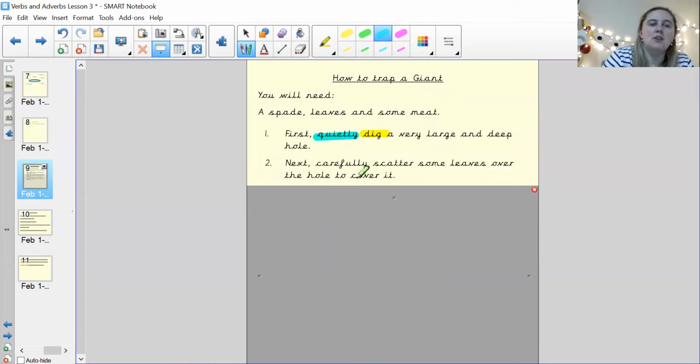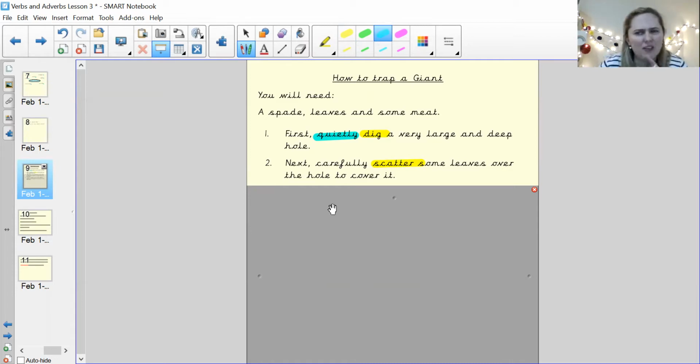Okay, number 2. Let's find the verb first, the doing word. Next, carefully scatter some leaves over the hole to cover it. Which one is the verb, the doing word? Well done if you said scatter. Carefully scatter some leaves over the hole to cover it.